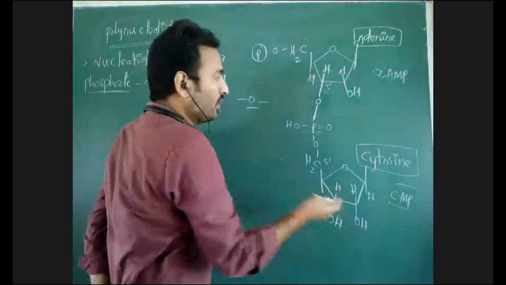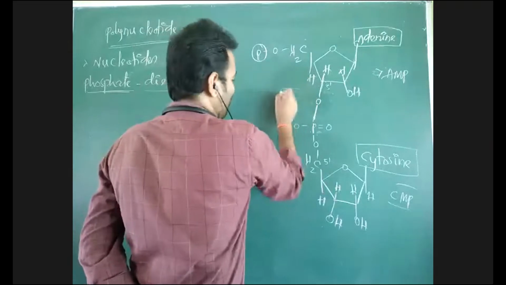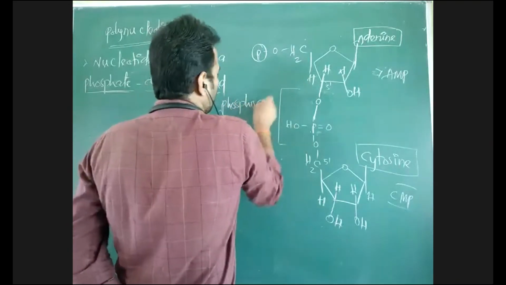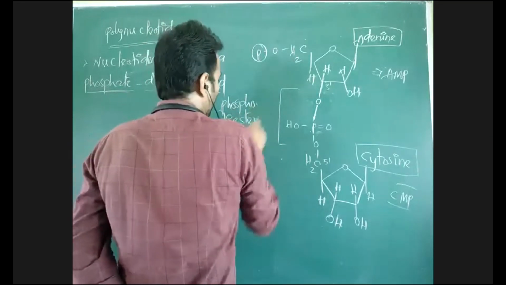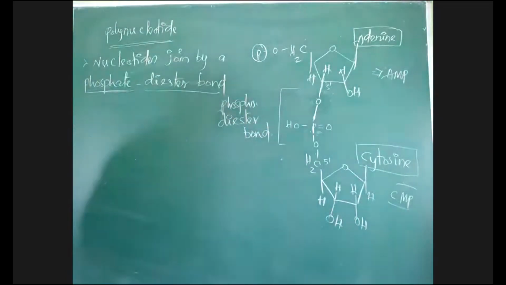A dinucleotide. Now write this bond here. This is what? Phosphodiester bond. By forming the phosphodiester bond, there is addition or joining of nucleotides.